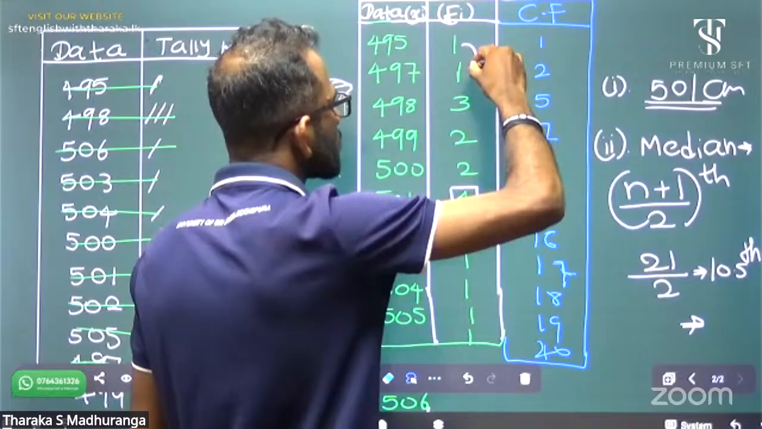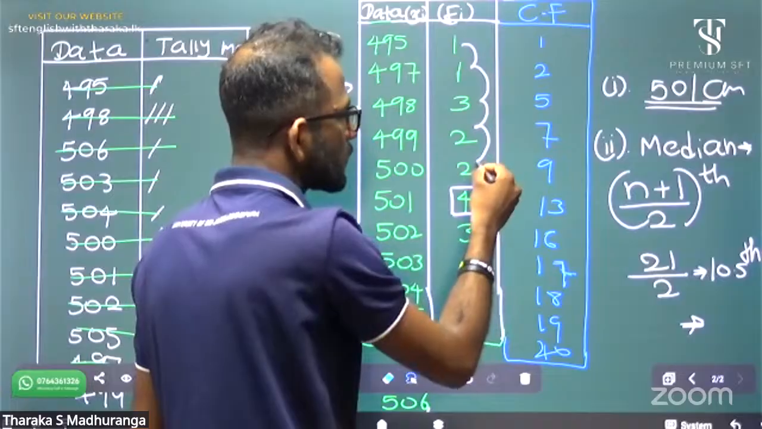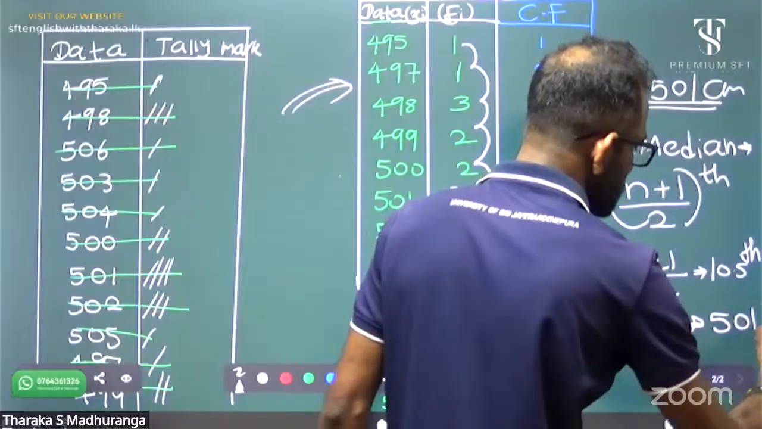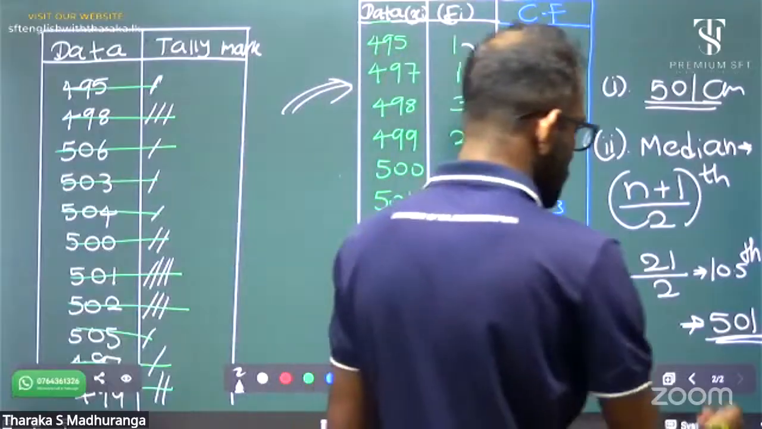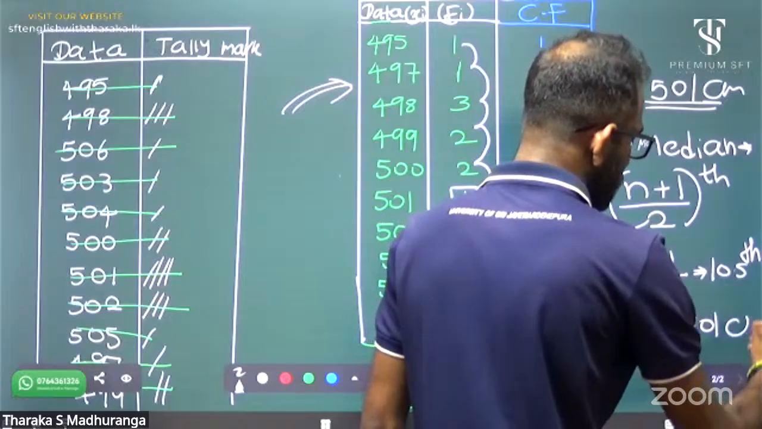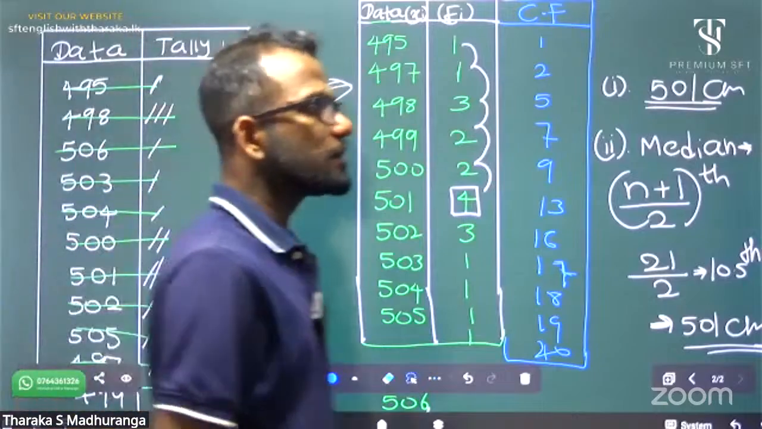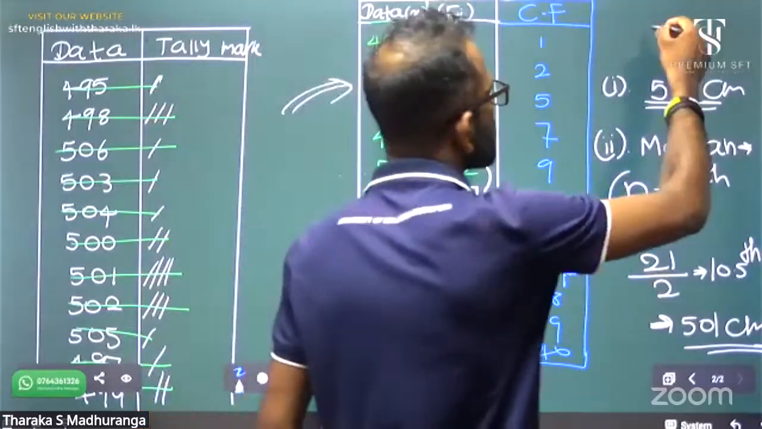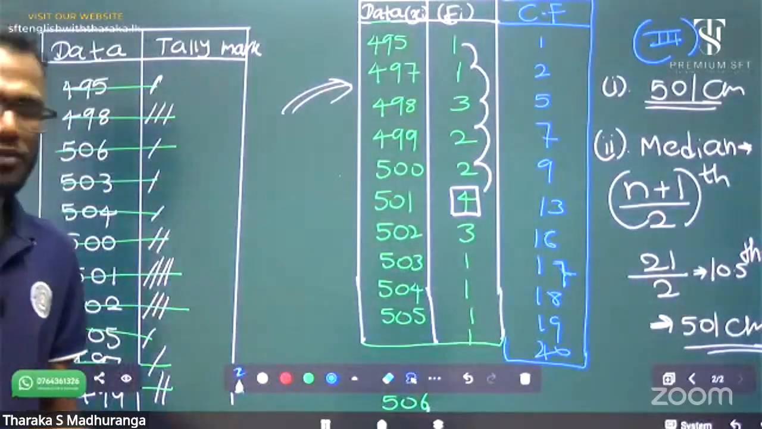The 10th and 11th values are both 501. It is 501 centimeters. Okay, that is the third question answer for the 2016 paper.